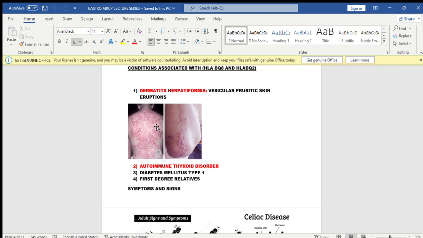The second most important condition, autoimmune thyroid disorder. We need to remember this. Dermatitis herpetiformis, autoimmune thyroid disorders, diabetes mellitus type 1, and first degree relatives. Right? Association with HLA-DQ8, HLA-DQ2. HLAs we have two, DQ2 and DQ8, and the most important condition, dermatitis herpetiformis. You've got to remember that. What is dermatitis herpetiformis? Vesicular pruritic skin eruptions over the body. Don't forget. Then autoimmune thyroid disorder. What else? Diabetes mellitus type 1 and first degree relatives. Never forget. HLAs DQ2 and DQ8, dermatitis herpetiformis, autoimmune thyroid disorder, diabetes mellitus type 1 and first degree relatives.